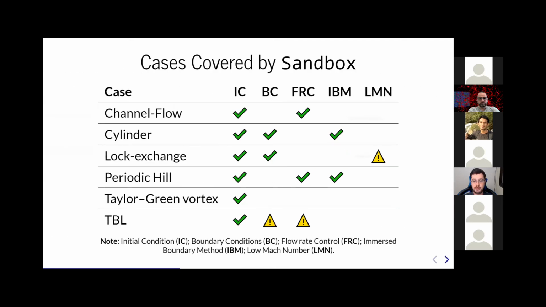Here we see an estimation of the cases covered by Sandbox at this moment. We can simulate the channel flow, the flow around the cylinder, periodic hill, and TGV. The dense current in lock exchange will work too, as long as we are not using the low Mach number approach. It was not implemented in the module yet. Well, it's a work in progress. And the turbulent boundary layer demands more specific definitions for boundary condition and flow rate control, so it's also not supported yet. But like I told you, it's just an estimation, because now we can play around, modify the cases, and combine the cases, like we will see.